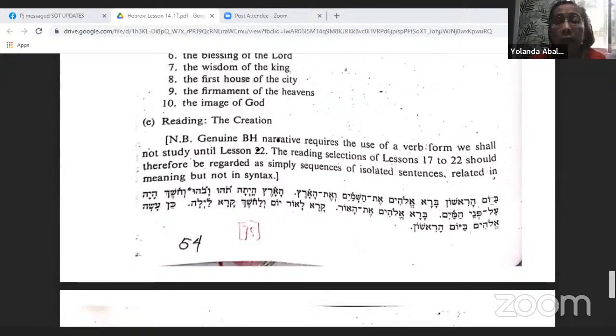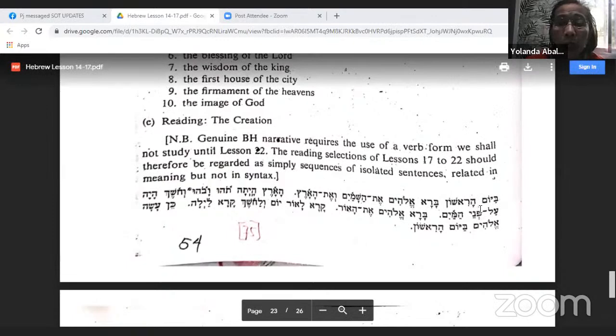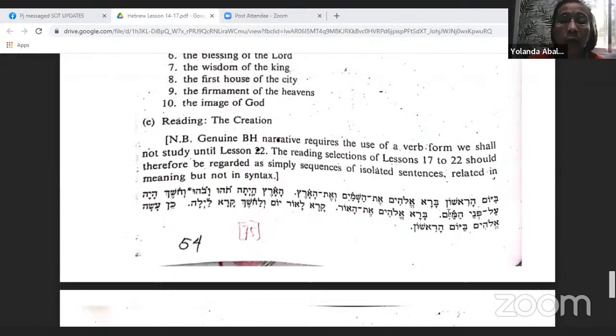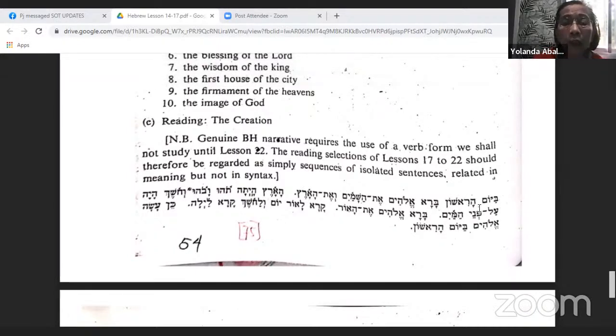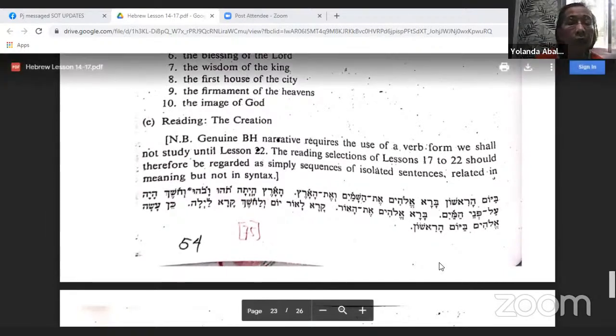Alright. What do we have? Bayom Harishon Bara Elohim et Hashamayim ve'et Ooretz. Bayom, in the day, Rosh Harishon, the first. Bara, created. Elohim, God. Et Hashamayim, the heavens. Ve'et Ooretz, the earth. Next.